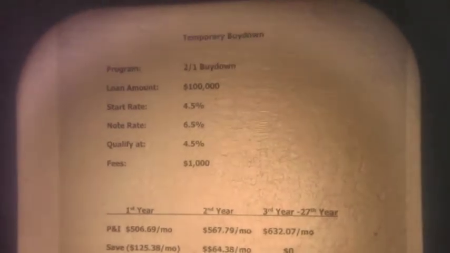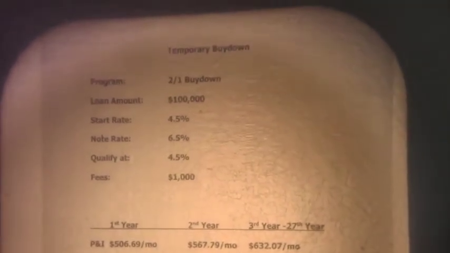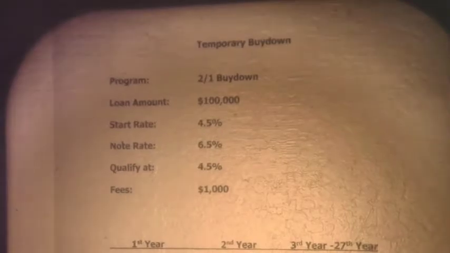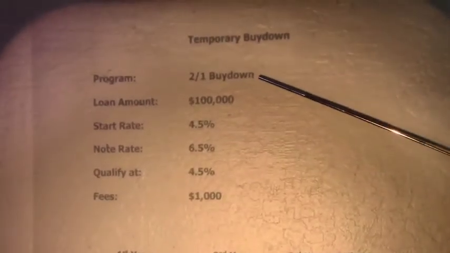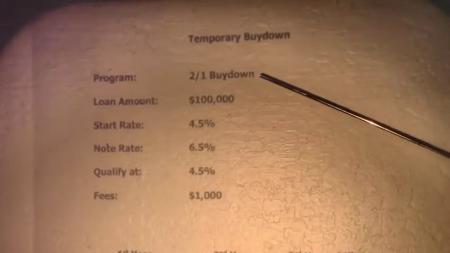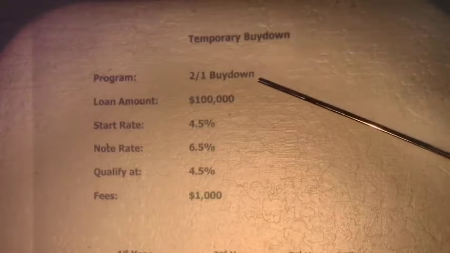Temporary buy down means I don't want to spend $5,000, I want to just spend a little bit less, okay? So here it is. This is called a 2-1 buy down. And there are many programs. There are 3-1 buy downs. So this one's a 2-1 buy down.